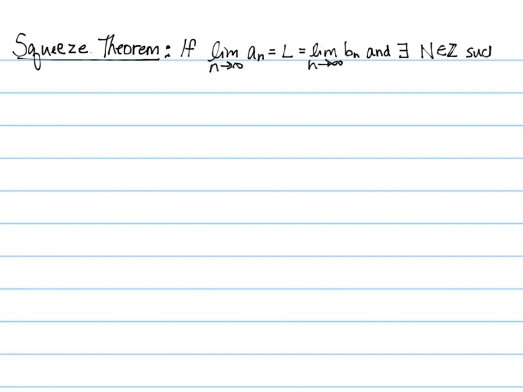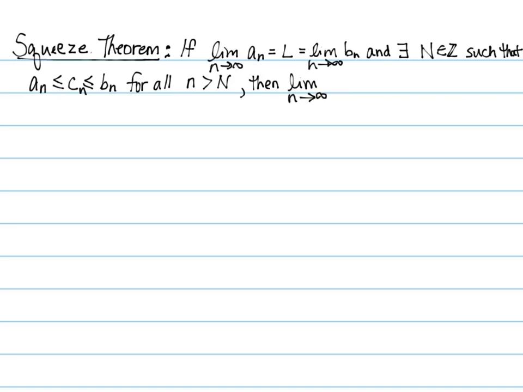Such that a sub n is less than or equal to c sub n is less than or equal to b sub n for all n greater than N. Then the limit as n goes to infinity of c sub n is also L.